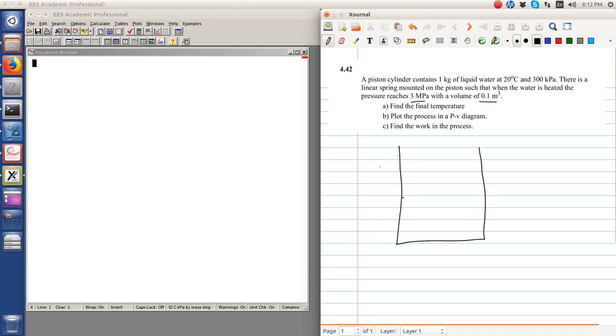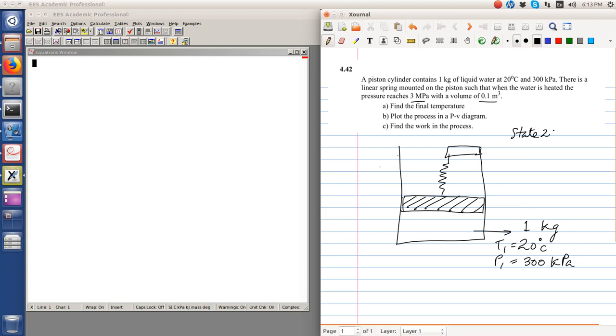So, pardon my bad drawing, but we have a piston which is spring loaded. So this contains 1 kg of water at an initial state T1 equal to 20 and P1 equal to 300 kilopascal. The final state is 3 megapascal with a total volume equal to 1 meter cubed.